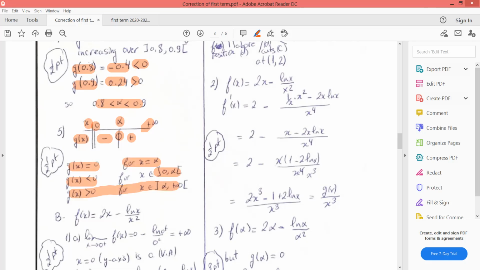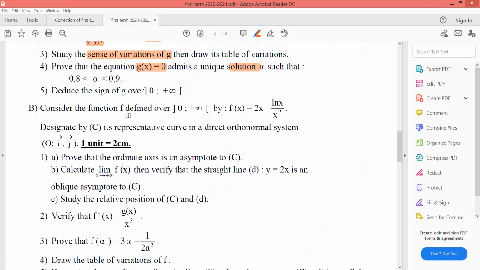Now we get to part B. Part B, we have another function f defined on (0, plus infinity), the same domain, by f(x) equals 2x minus ln x over x squared. So we have the function f defined over (0, plus infinity) by f(x) equal (2x minus ln x) over x squared. And C is the representative curve. 1 unit equal 2 centimeters.